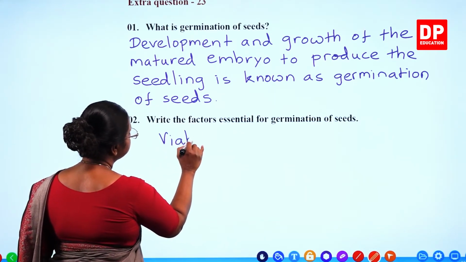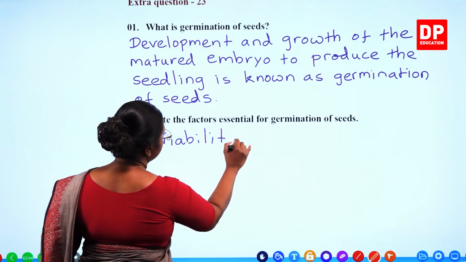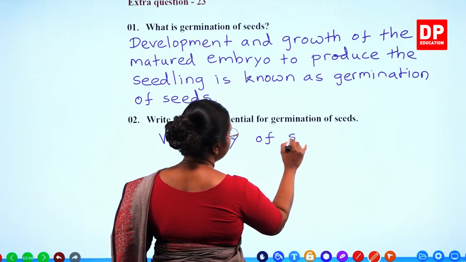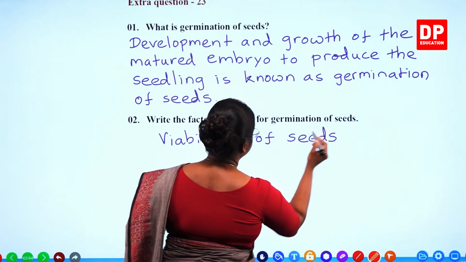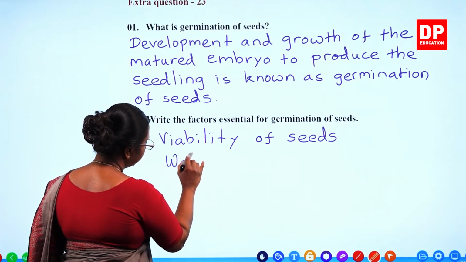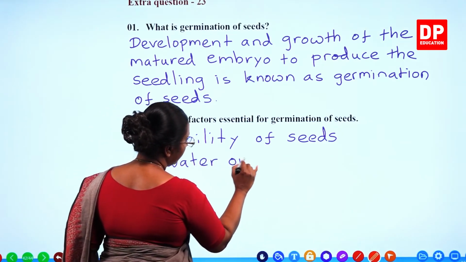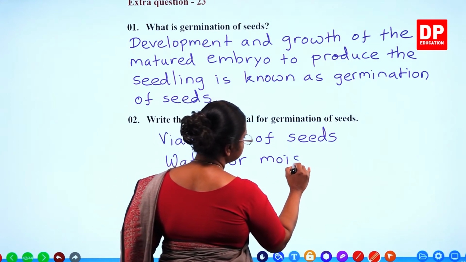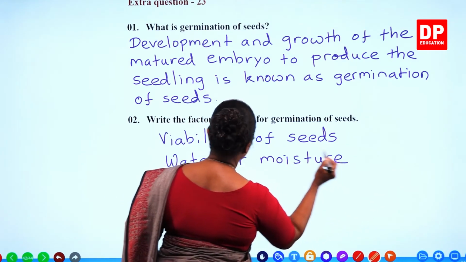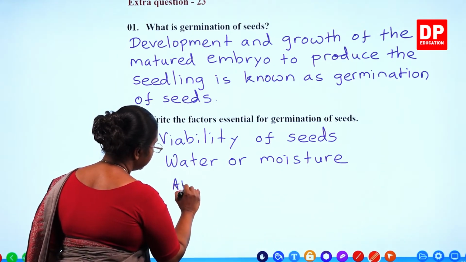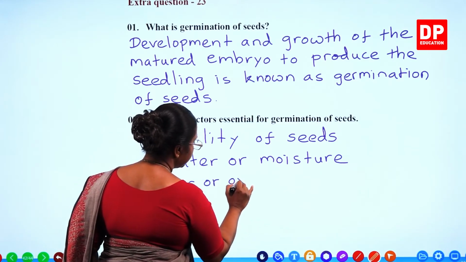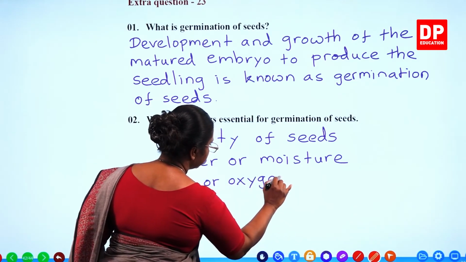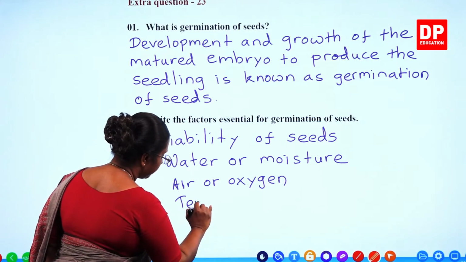Viability of seeds, water or moisture, then air or oxygen, and temperature.